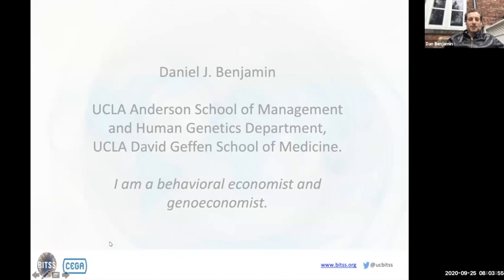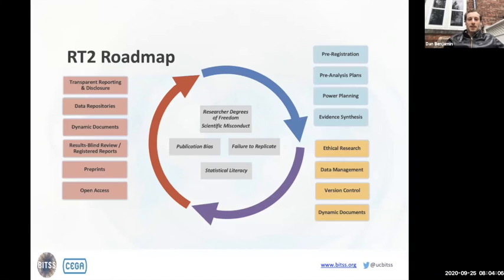So as Alex said, I'm at the UCLA Business School and Medical School. My background is in behavioral economics, and I also do work in genoeconomics, which is about the genetics of behavior. What I'm going to be talking about is the strength of evidence from statistical significance and p-values.